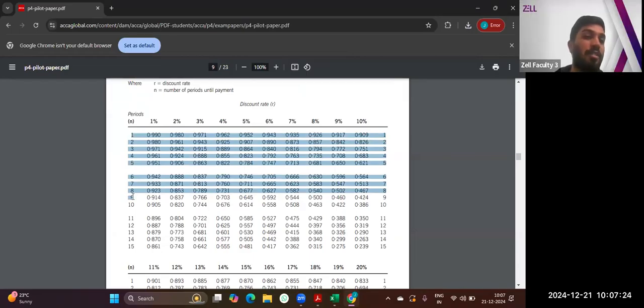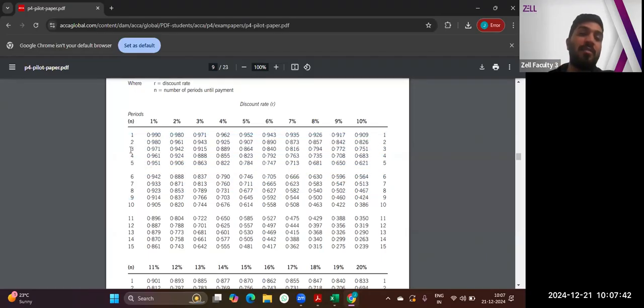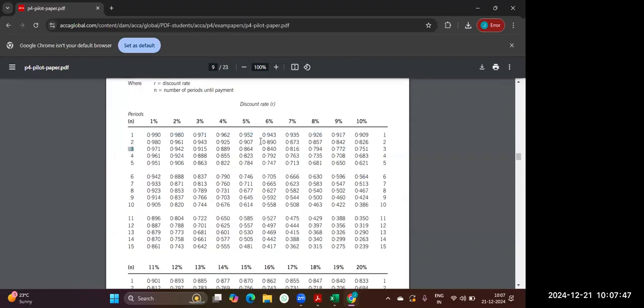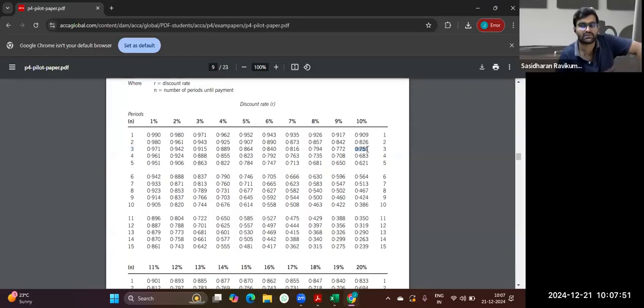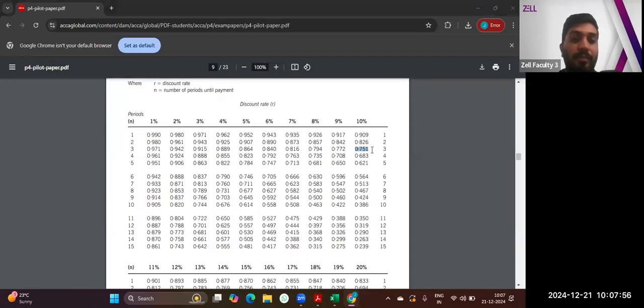We are not talking about the calendar year anywhere in AFM. First year, second year, third year. That means I'm not talking about 2023, 2024. We talk about the first year of business, second year of business, third year of business. In the question that we saw right now, in how many years am I getting the money? Third year. And what was the rate of discount? 10%. So what is the value that you can see over here? 0.751.